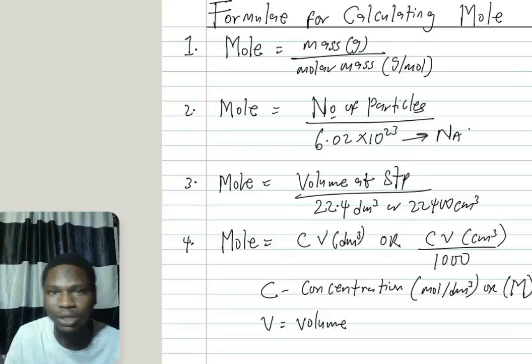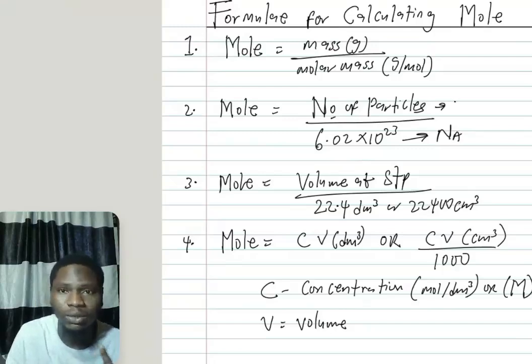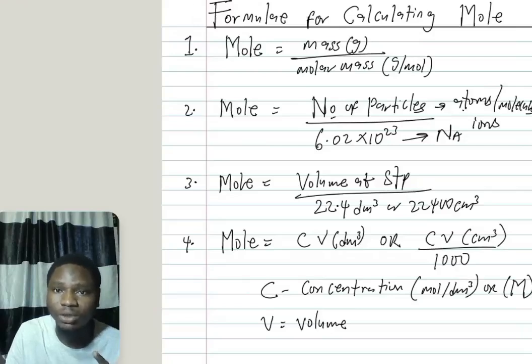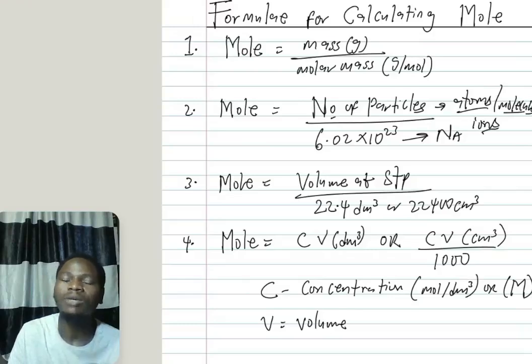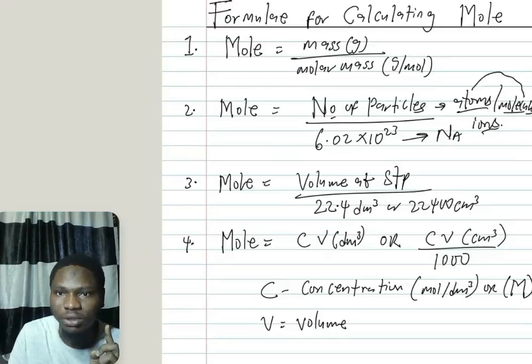This is Avogadro's number. Now, what is this formula telling us? Please pay attention. Whenever particles are being given in a question, take a look. Particles can be atoms, molecules, or ions. If they mention any of these, for example, they say calculate the number of mole in 2.01 times 10 raised to power 4 atoms of magnesium, then hearing the word atoms means they are giving you the number of particles. Then you use this formula. Whenever any of atom, molecule, or ion is mentioned, please reflect back to this formula.